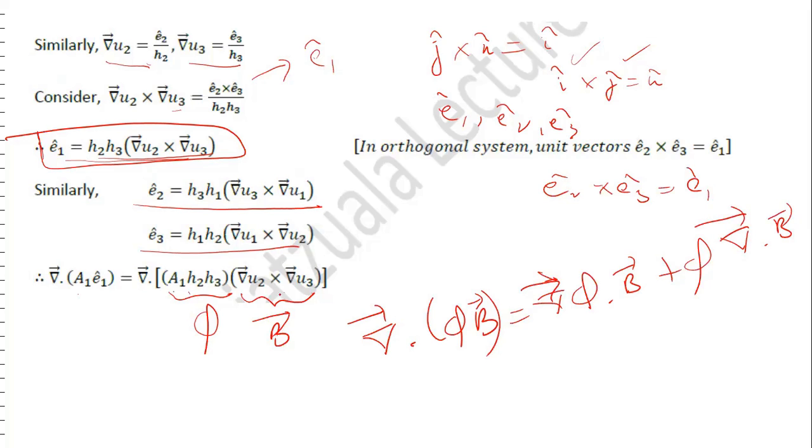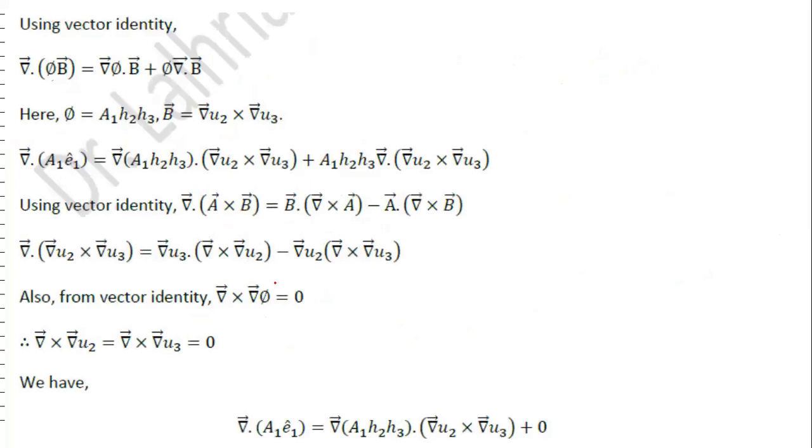Phi, you take it as this, B vector, you take it as this. So if you do that, this will result in the gradient of phi. Phi is a1 h2 h3. B vector is the cross product between these two vectors, which will result in another vector, we just assume it as B vector here. So instead of phi, you just write a1 h2 h3 and the divergence of this quantity.